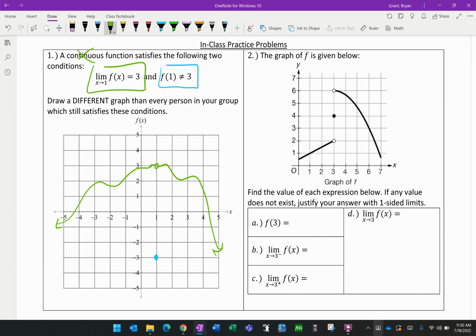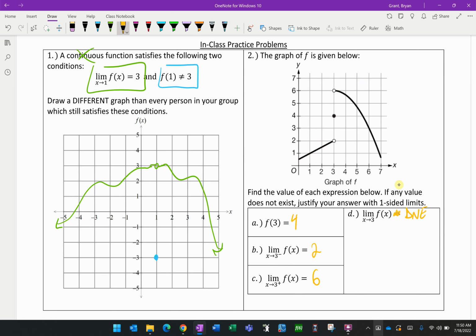Okay, let's look at our last one. We need to find f of 3 first. F of 3, closed circle, that's 4. We need to find the limit as we approach 3 from the left side. That's 2. We need to find the limit as we approach 3 from the right side. That looks like 6. And then we need to find the limit as x approaches 3 of f of x. As we approach from both sides, we're in two different spots. I'm going to say this limit does not exist.